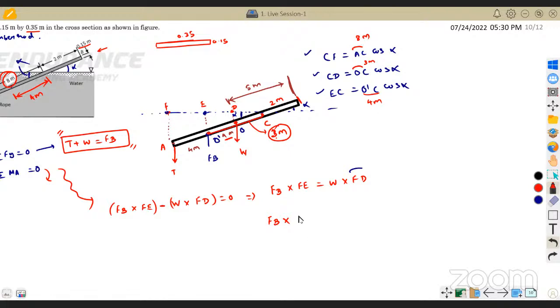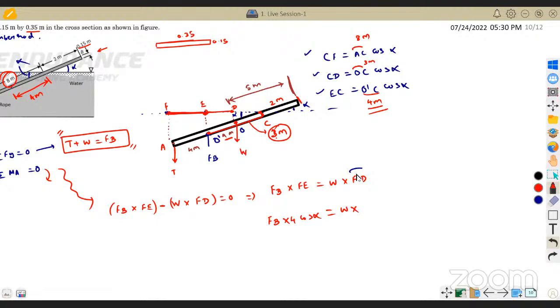Or else if you want to write, I'll directly write it: 5 cos alpha, which is equal to W into FD. What is FD? FD is this distance. I need to first find out FE. FE is this distance. FE will be the total distance, that is FC, minus CE. What is my CE? You already know, 4 cos alpha. So 8 minus 4, that's going to be 4 cos alpha.